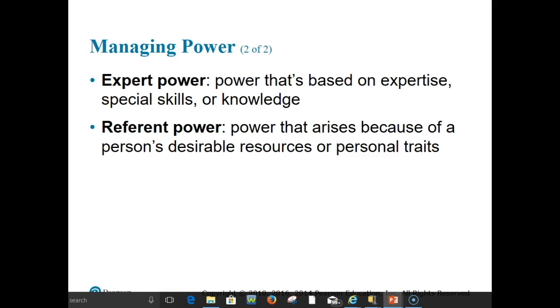Now, finally, referent power is the power that arises because of a person's desirable resources or personal traits. If I admire you and want to be associated with you, you can exercise power over me because I want to please you. Referent power develops out of admiration of another and desire to be like that person. Again, much like expert power, these people can be very effective change agents when leading change, or when you want to mitigate a crisis or conflict to involve them.